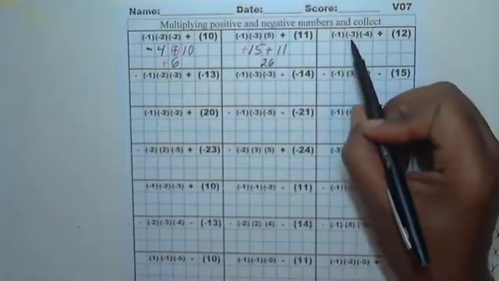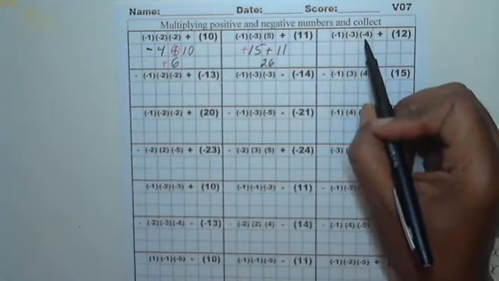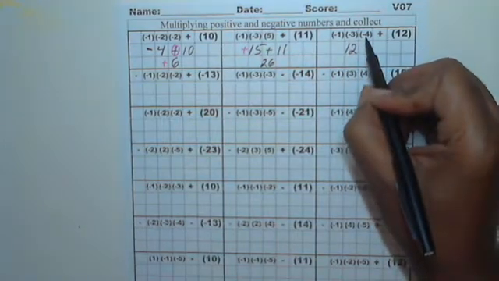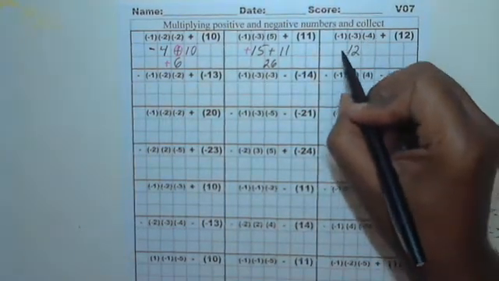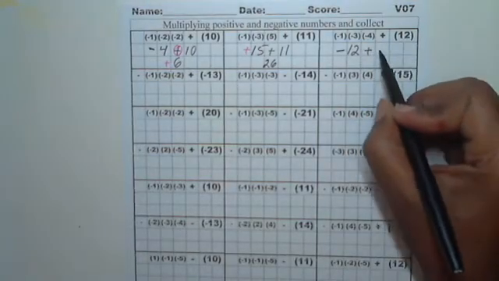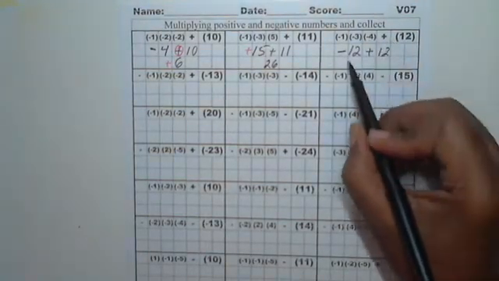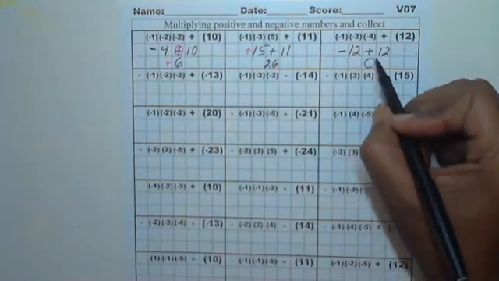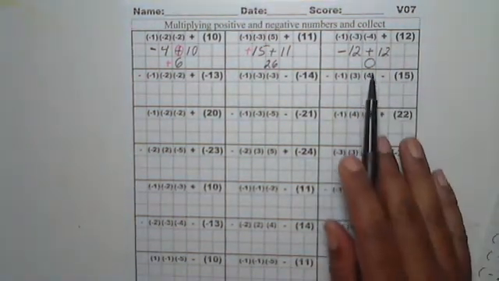Here we have 1 times 3 is 3, and then 3 times 4 is 12, so this will be 12. There are 1, 2, 3 negatives. When you multiply 3 negatives, you're going to get negative. We're going to bring down the plus and the 12 here. And different signs are going to subtract. So 12 take away 12 ends up being 0. And with 0, there is no sign on 0.